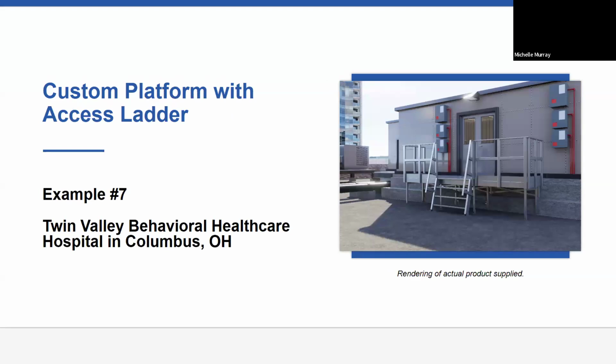This is the Twin Valley Behavioral Health in Columbus, Ohio. This custom platform with access ladder was used to access the air handling units on the roof. What you see is a rendering of the actual product supplied. 30 of these were used on this project.